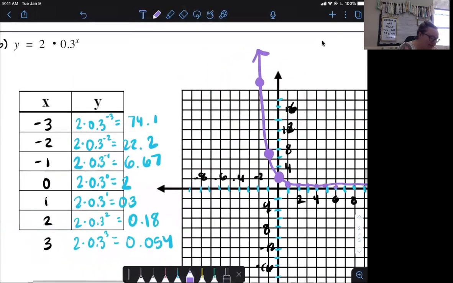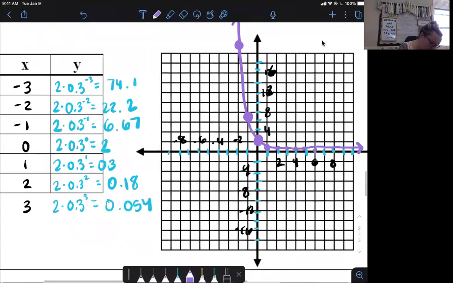So when I plugged in -3, I got a big number of 74. When I plugged in -2, I got 22. If I were to plug in -4, I'd get a number even bigger than 74. So we're increasing off in that left direction.